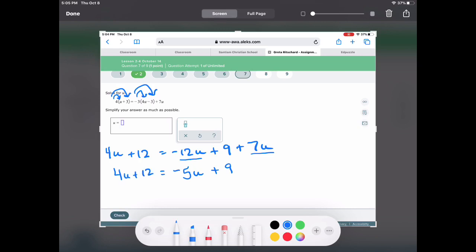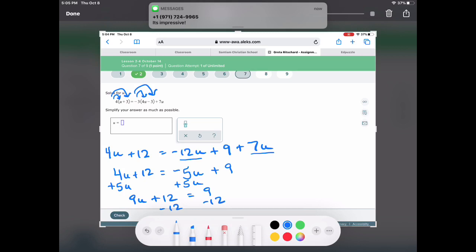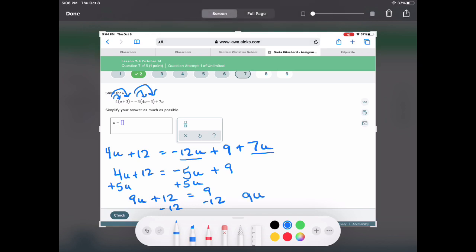And let's add 5u so that it goes over here. I get 9u plus 12 equals 9. And then we're going to go minus 12. And I have 9u equals negative 3.